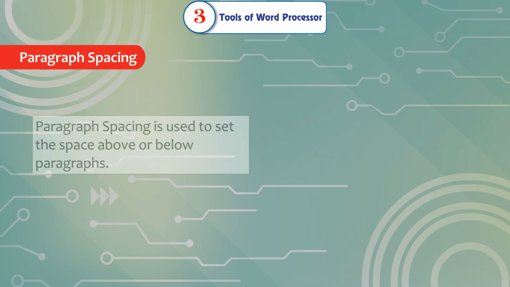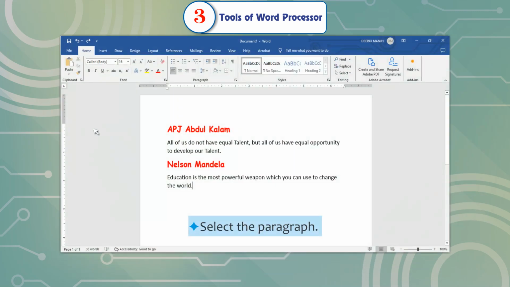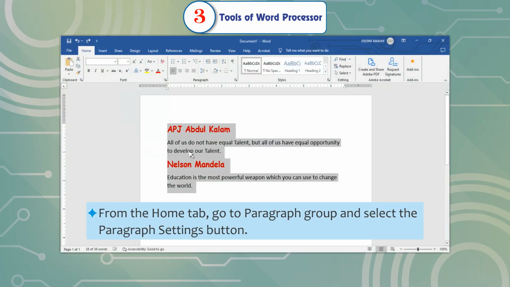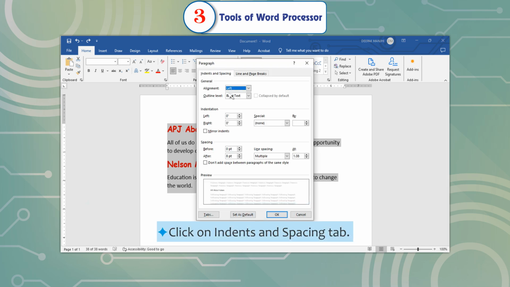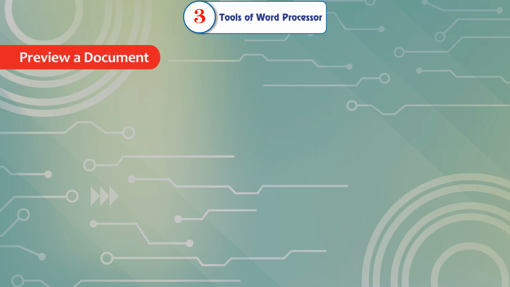Paragraph spacing. Paragraph spacing is used to set the space above or below paragraphs. Select the paragraph. From the Home tab, go to the Paragraph group and select the Paragraph Settings button. Click on the Indents and Spacing tab. In the Spacing section, set the values for the Before and After options to set the spacing before and after the selected paragraph.